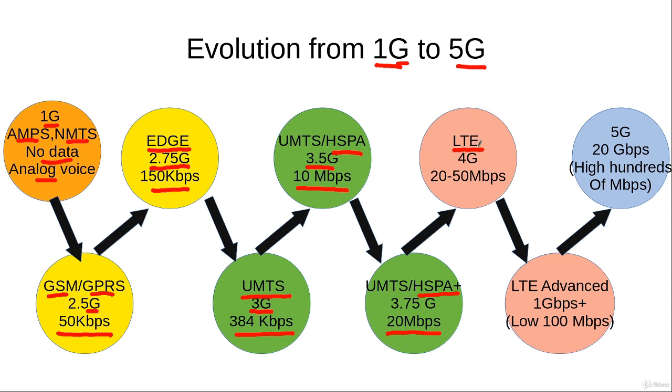And then we moved from LTE to the LTE Advanced, in which the targeted data rate was 1 gigabit per second per user, but the actual data rate that a user experienced was in the low hundreds of megabits per second. And then we moved on from the 4G technology to 5G technology, in which the targeted data rate is 20 gigabits per second, but the actual data rate that a user experiences is in the high hundreds of megabits per second.